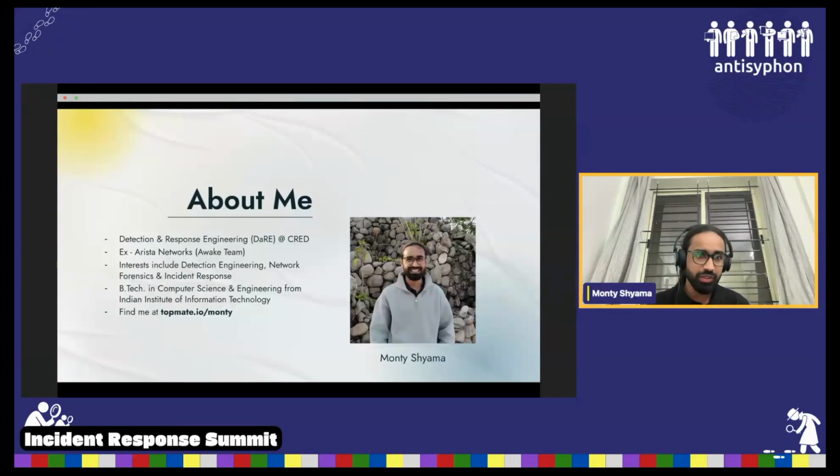About me, I work on the detection and response engineering team at Cred. I was part of a red team at Arista Networks before joining Cred. I do detection engineering, network forensics, and incident response. And I'm a computer science and engineering graduate from Indian Institute of Information Technology.